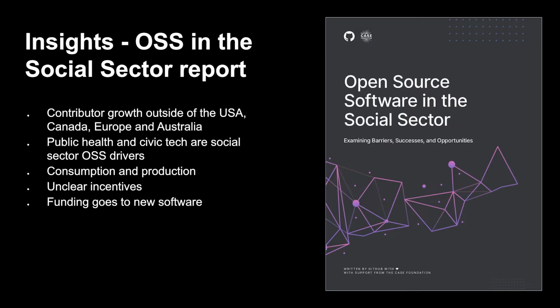We also found out that public health and civic tech are social sector drivers in open source. We also found differences in what we call consumption and production in open source software for the social sector, as well as the fact that there are sometimes unclear incentives in contributing to open source for the social sector. We also found out that funding, writ large, for the social sector, not just for open source, tends to go to new software instead of to existing software, and you'll hear some of these themes throughout the presentation today.